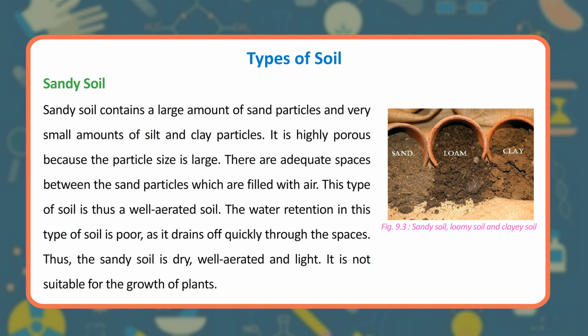Sandy soil contains a large amount of sand particles and very small amounts of silt and clay particles. It is highly porous because the particle size is large. There are adequate spaces between the sand particles which are filled with air. This type of soil is thus a well-aerated soil. The water retention in this type of soil is poor, as it drains off quickly through the spaces. Thus, the sandy soil is dry, well-aerated and light. It is not suitable for the growth of plants.